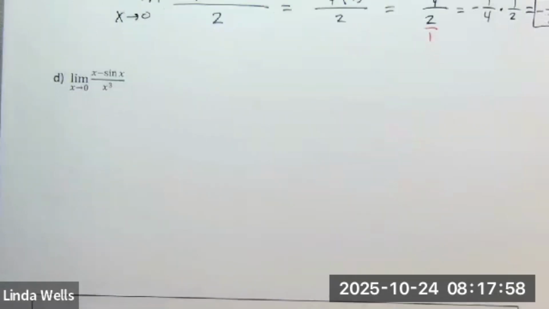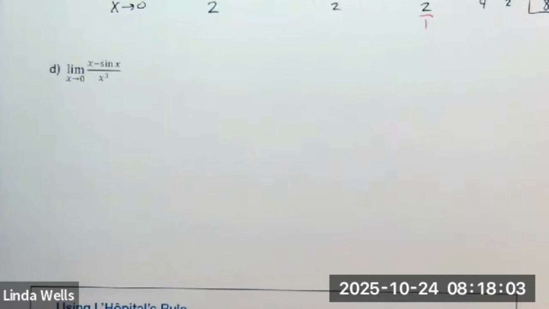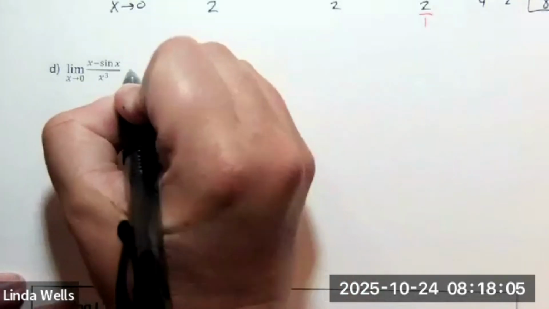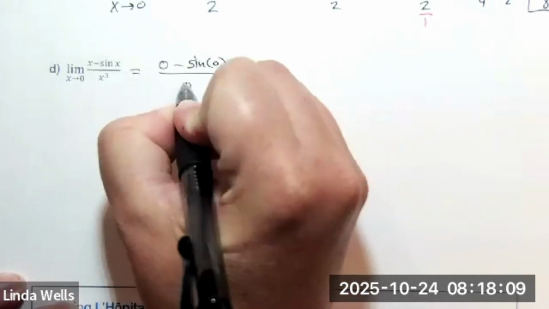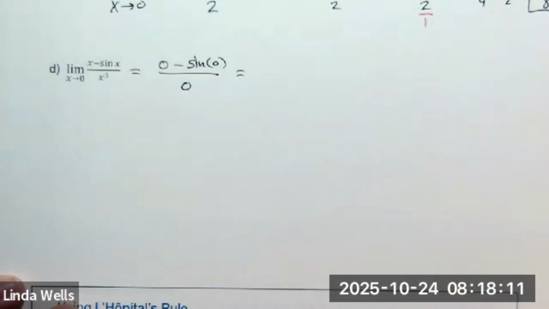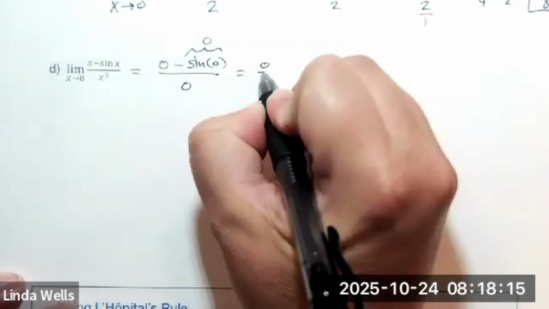All right, try another one. It's a limit. What do you do first on a limit? Plug it in. So if we plug in 0, we get 0 minus sine of 0 over 0. What was sine of 0? 0. So this is 0 over 0.